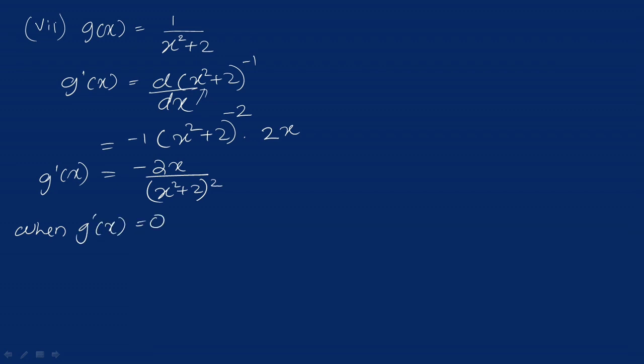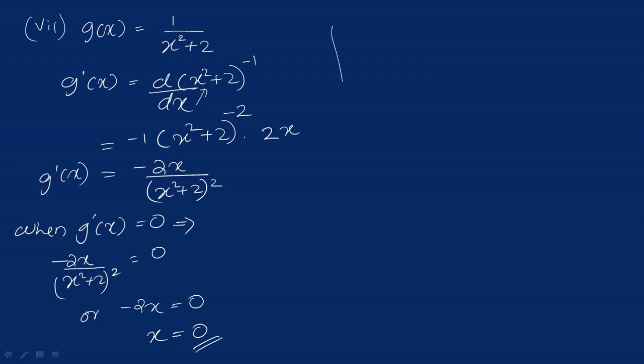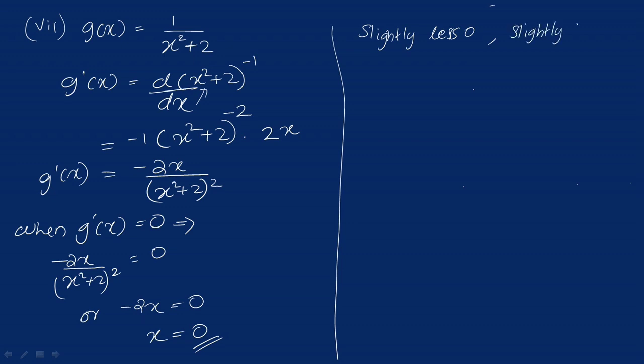When g dash of x is equal to 0, we have minus 2x into x square plus 2 whole square is equal to 0, or minus 2x is equal to 0, or x is equal to 0. Now we are not moving into g double dash of x, because we will be finding local maxima and local minima from the g dash of x. So let us consider the case of g dash of x when x is less than 0 and when x is greater than 0, so slightly less than 0 or slightly greater than 0.